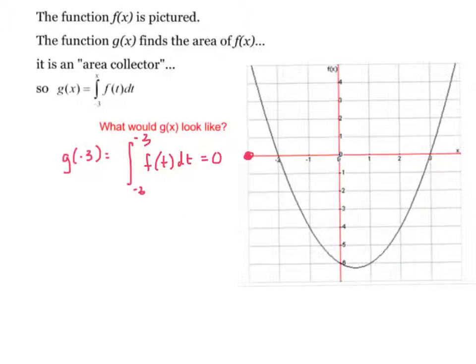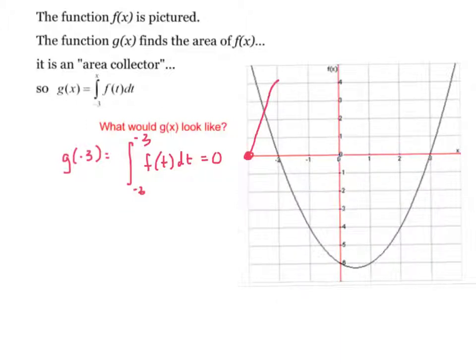Okay. Now let's start drawing. You notice up here we're finding the area. This is all positive area. So as I move along, I'm collecting positive area. That means g just keeps getting bigger and bigger. So g should just be going up and up and up, like that.